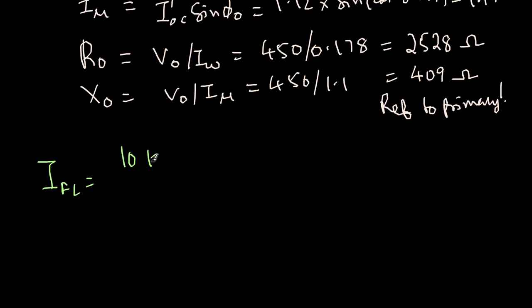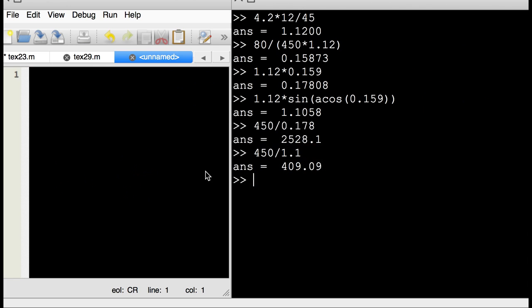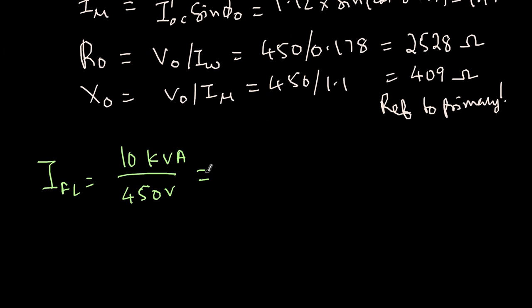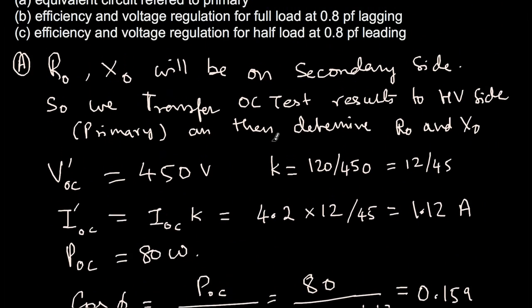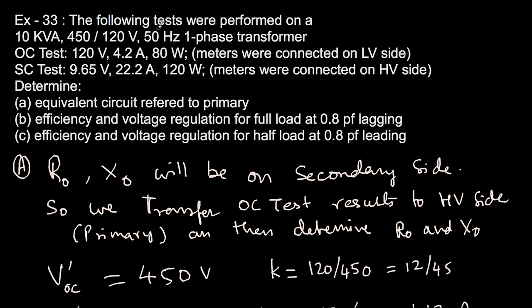10 kVA divided by 450 V. Let's do 10 divided by 450, and since it is kVA, I will multiply by 1000. I'm getting 22.22, so the test is good and I can use the data. This is just a verification. For the open circuit test, you verify whether the voltage is rated or not. For the short circuit test, you verify whether current is rated or not.